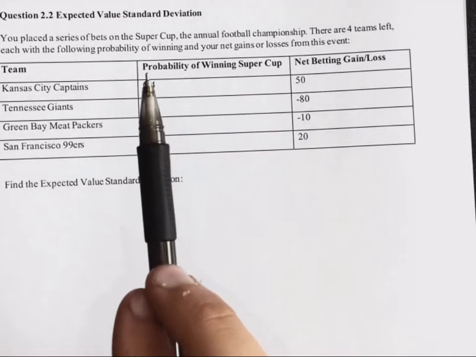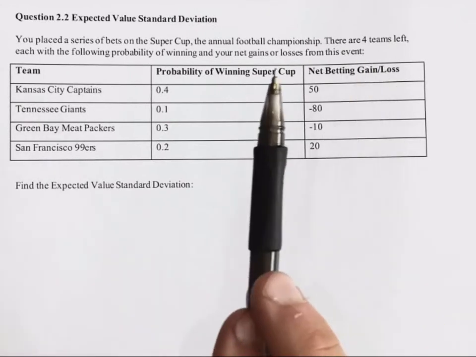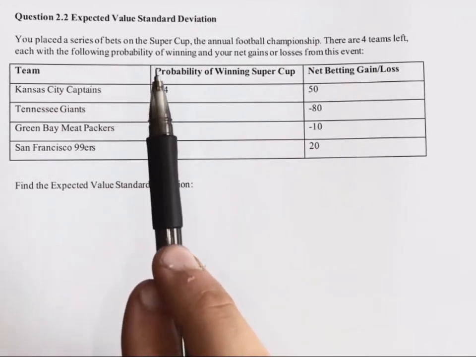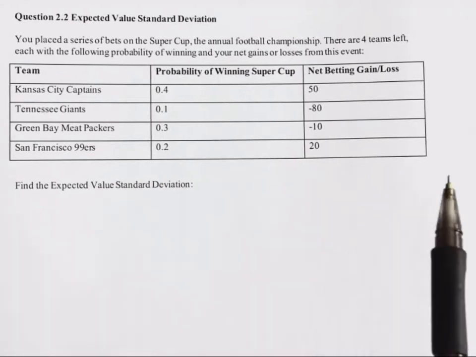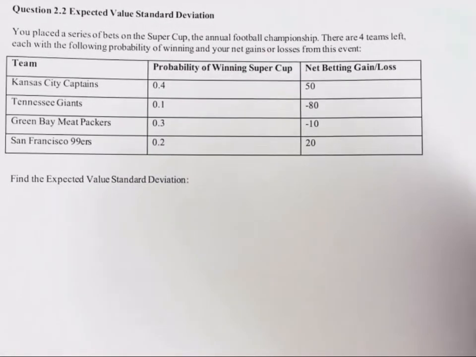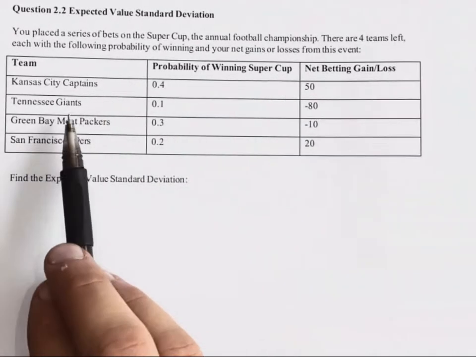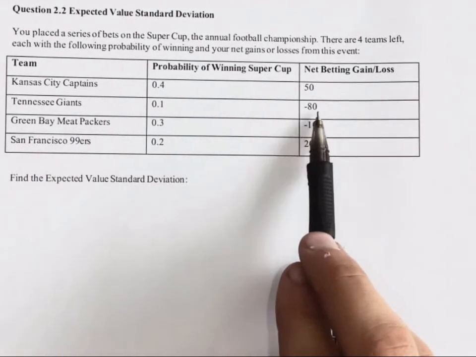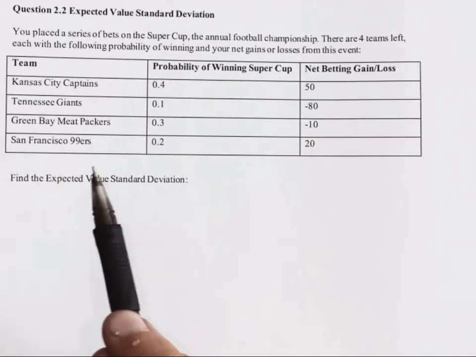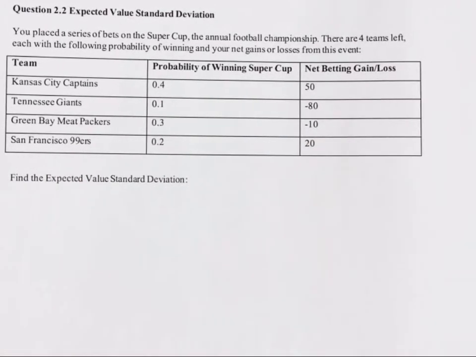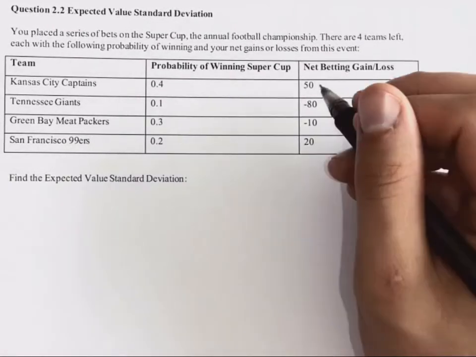You placed a series of bets on the Super Cup and the annual football championship. There are 4 teams left, each with the following probability of winning and your net gains or losses from this event. So looks like you've made 2 bets. If the Kansas City Captains win, you'll make $50. Tennessee Giants win, you'll lose 80. Green Bay Meat Packers, you lose 10. And the 99ers, you would make 20. So the probabilities are here and the amounts are here.